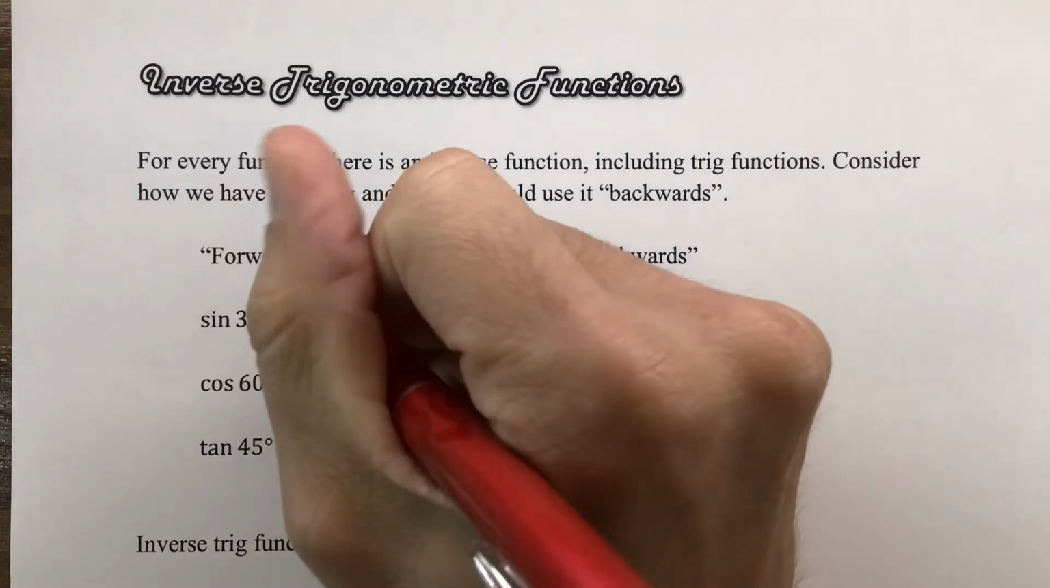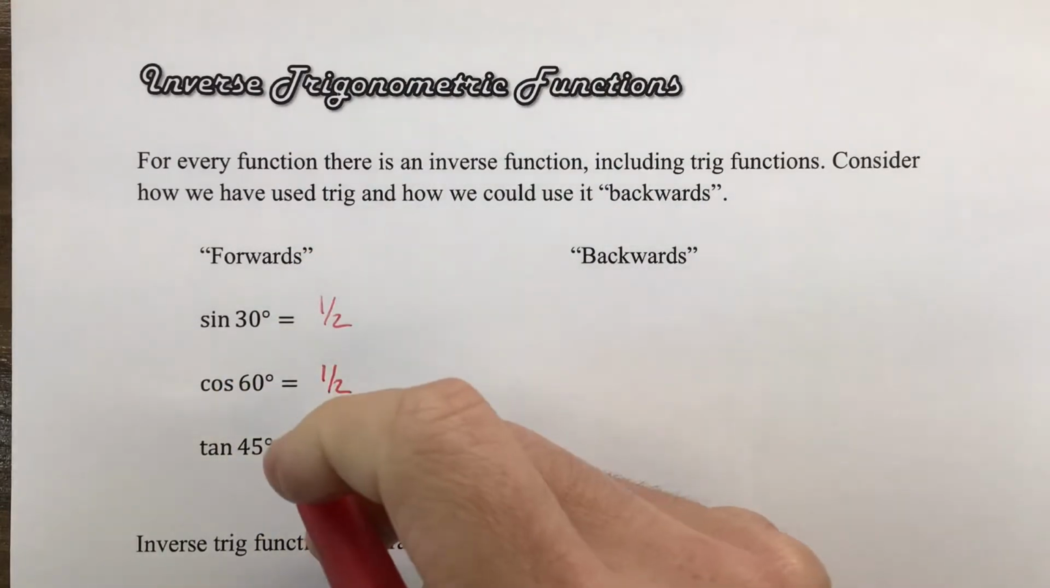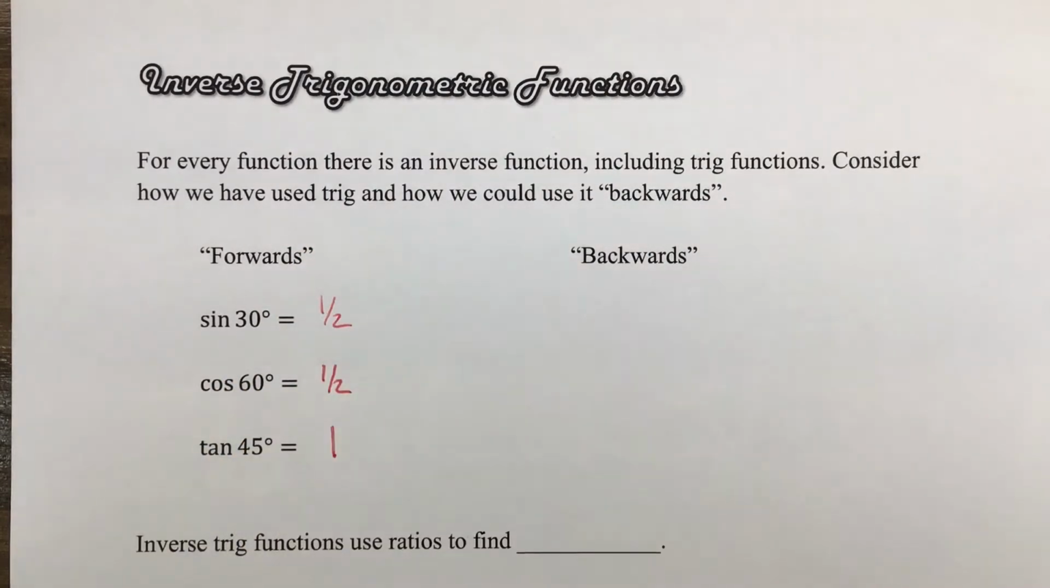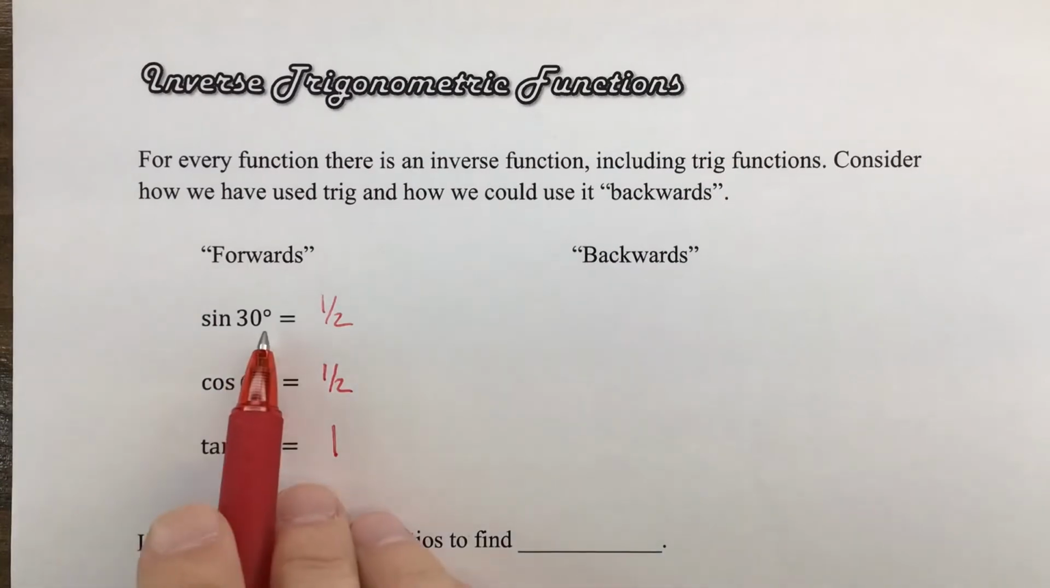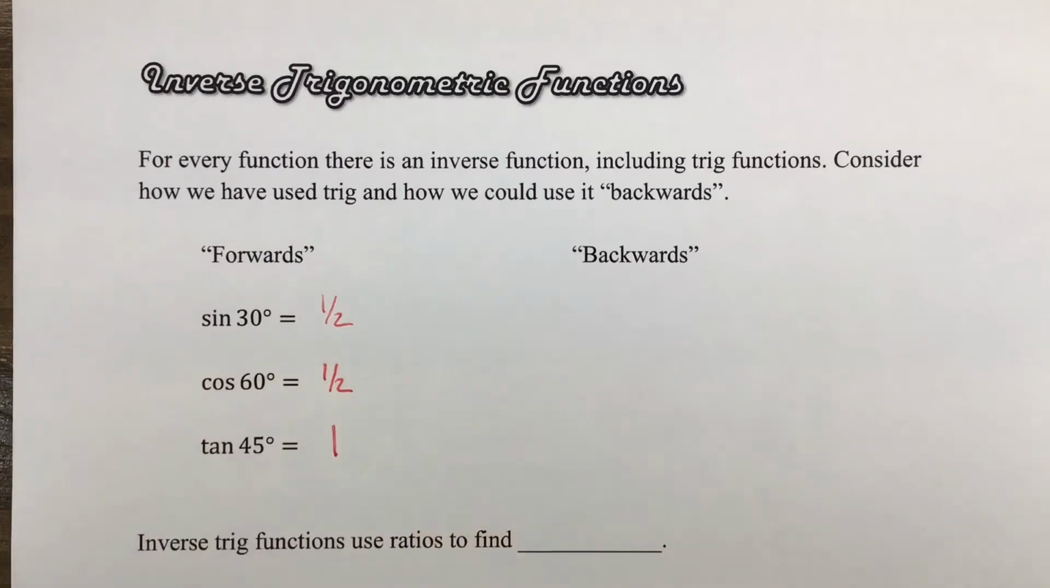The sine of 30 is equal to 1/2. The cosine of 60 is also equal to 1/2. The tangent of 45 is equal to 1. So what do all these functions do? These functions take angle measurements, whether they be in degrees or radians. They take angle measurements and they figure out a ratio that goes with it.